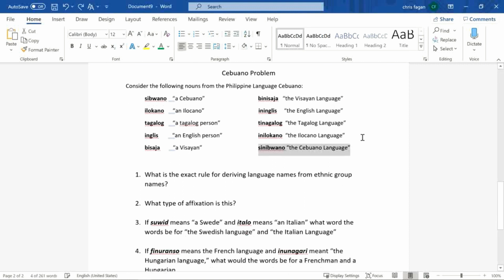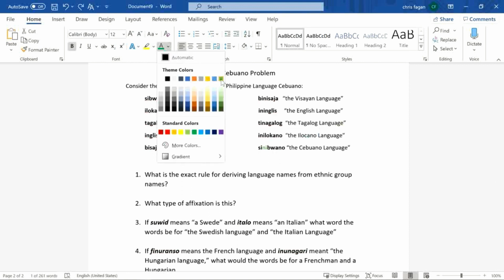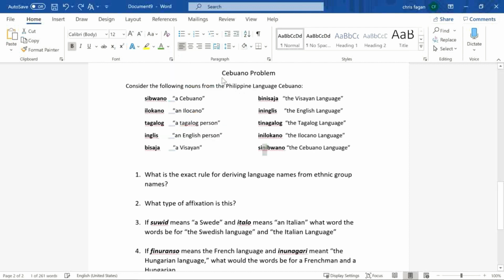So I look here, right? I see Cebuano, a person from Cebu, and then I look at the form for the language, Sinibuano. So for the Cebuano language, I see one change there, and that appears to be this morpheme ni. Let's see if I see that anywhere else in the same data. I see English, in English, so it looks like I see that ni there also. The Visayan language, Bisaya, Binisaya. Okay, cool, nice and simple.